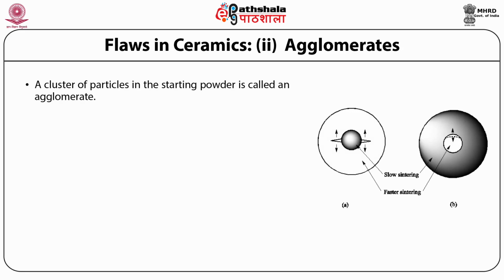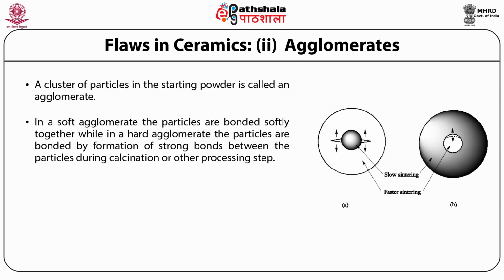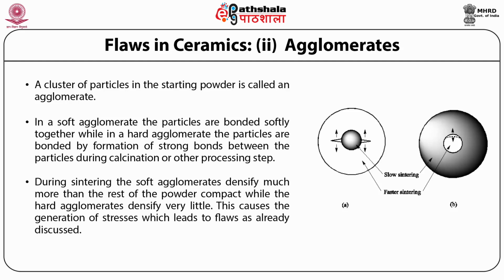A cluster of particles in the starting powder is called an agglomerate. It may be a soft agglomerate in which the particles are bonded softly together, or may be a hard agglomerate in which the particles are bonded by the formation of strong bond between the particles during calcination or other processing step. So during sintering, the soft agglomerates densify much more than the rest of the powder compact, while the hard agglomerates densify very little. This causes the generation of stresses which leads to the flaws.